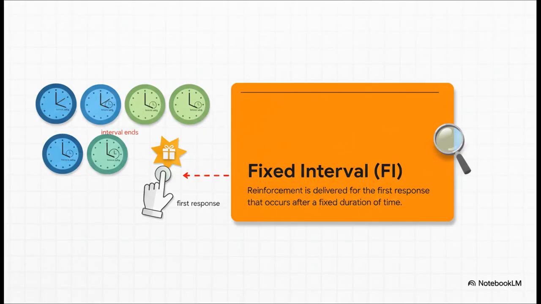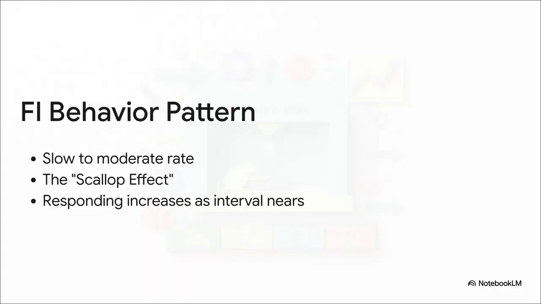The rule here is that a specific, predictable amount of time has to pass, and then the very first response that occurs after that time is up gets reinforced. Any responses that happen during the interval don't count for anything. This fixed time requirement creates a really unique behavioral pattern that we call the scallop effect. Right after getting a reward, responding drops to almost nothing. But as the end of that time interval gets closer, the rate of responding gradually speeds up, which creates this scalloped curve on a graph.